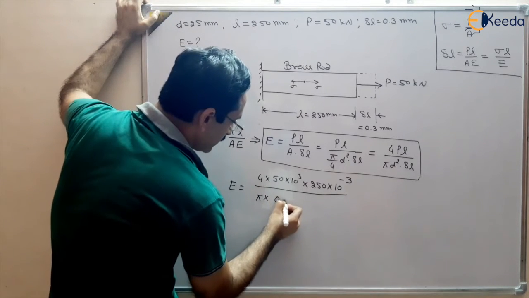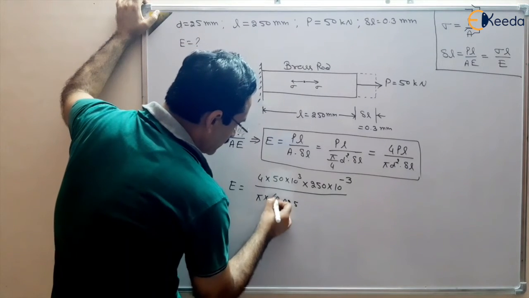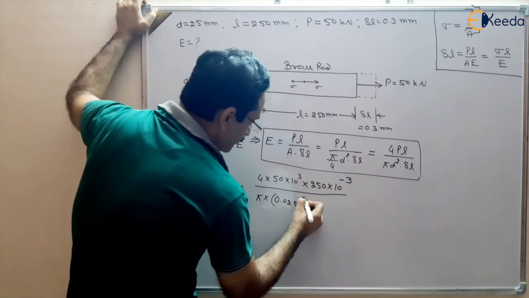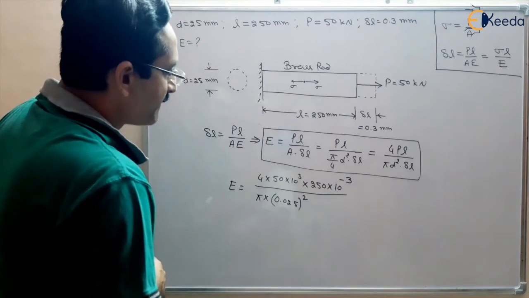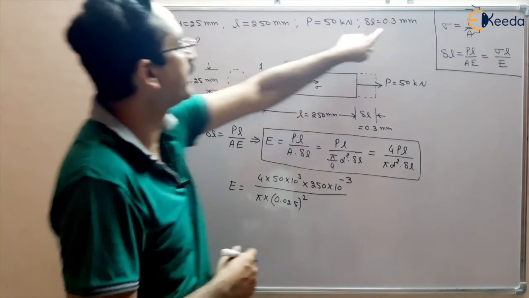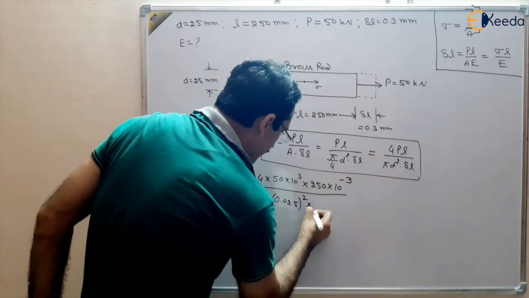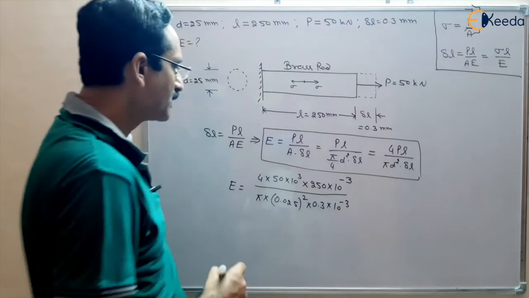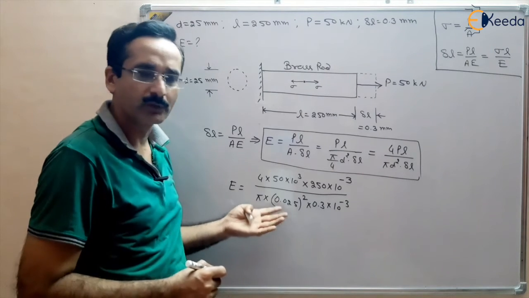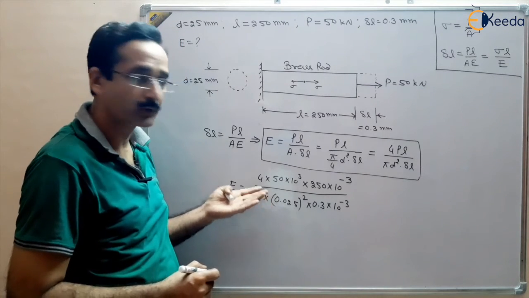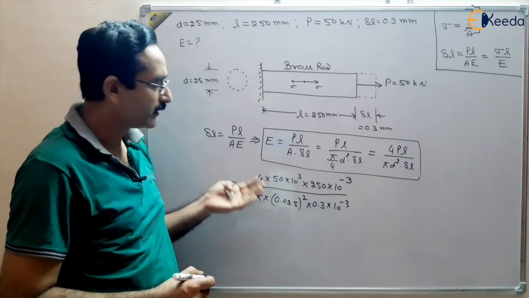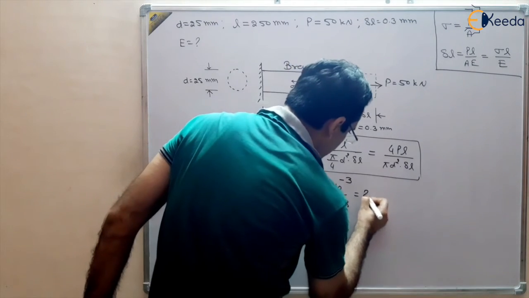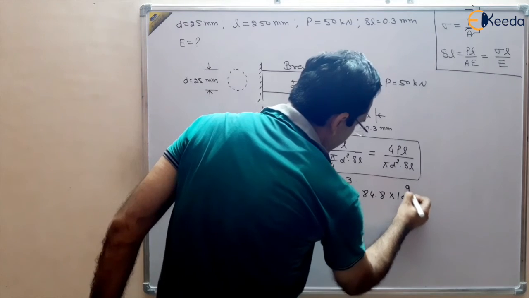So 0.025 multiplied, square of this, and delta L is 0.3 mm. So you can write 0.3 multiplied by 10 to the power minus 3. So it is a very basic simple calculation. You can solve using a calculator. Take your time and solve it, and finally you will get the value as 84 multiplied by 10 to the power 9 pascals.